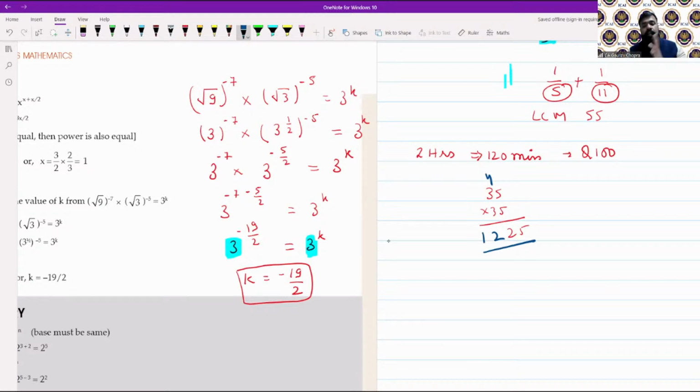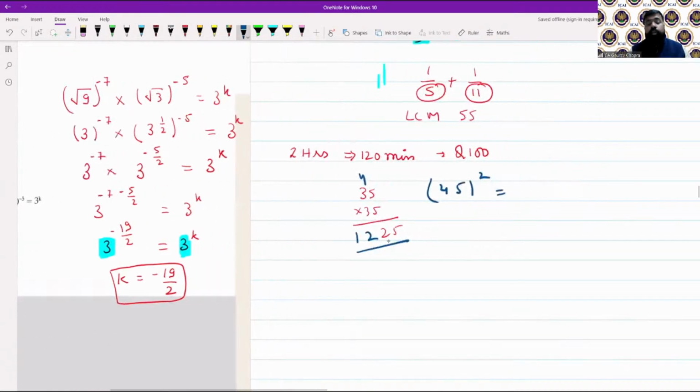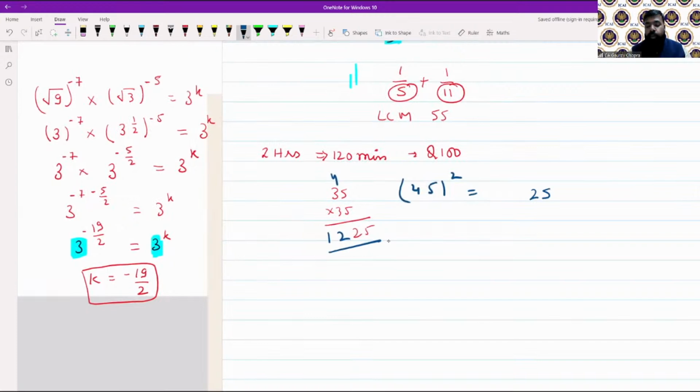So 35 square is very simple, 1225. Similarly, if you have to calculate 45 square, so at last you can write 25 because of 5 square. And now the next number of 4 is 5. So 4 multiplied by 5 becomes 20. So it is 2025.